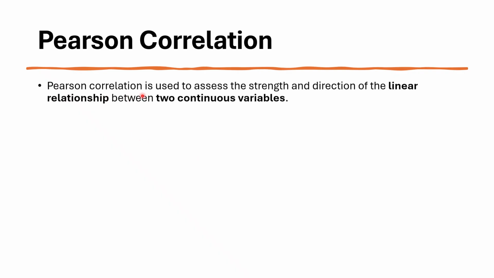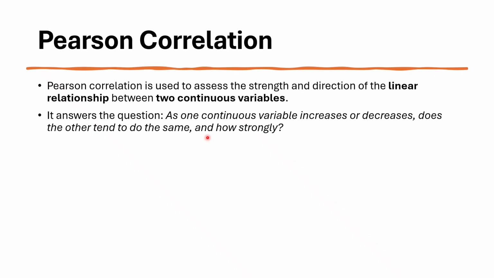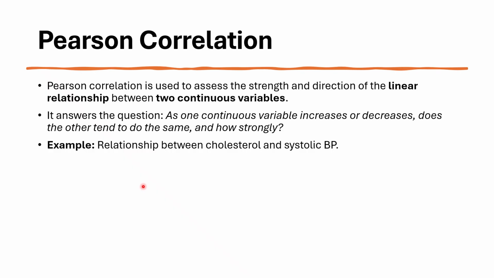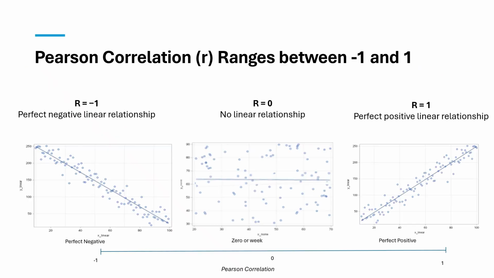Pearson correlation is used to assess the strength and direction of the linear relationship between two continuous variables. It answers the question: as one continuous variable increases or decreases, does the other tend to do the same, and how strongly? An example could be a relationship between cholesterol and systolic blood pressure.